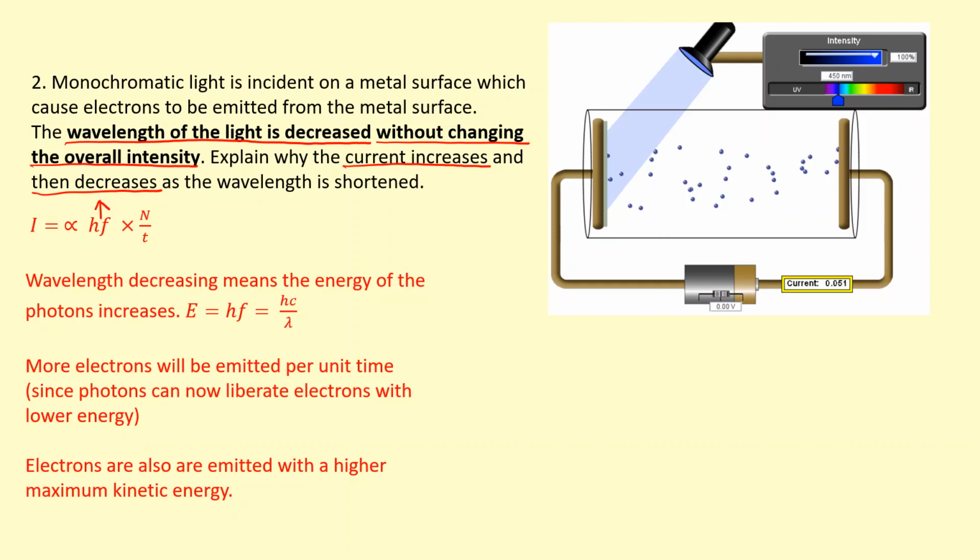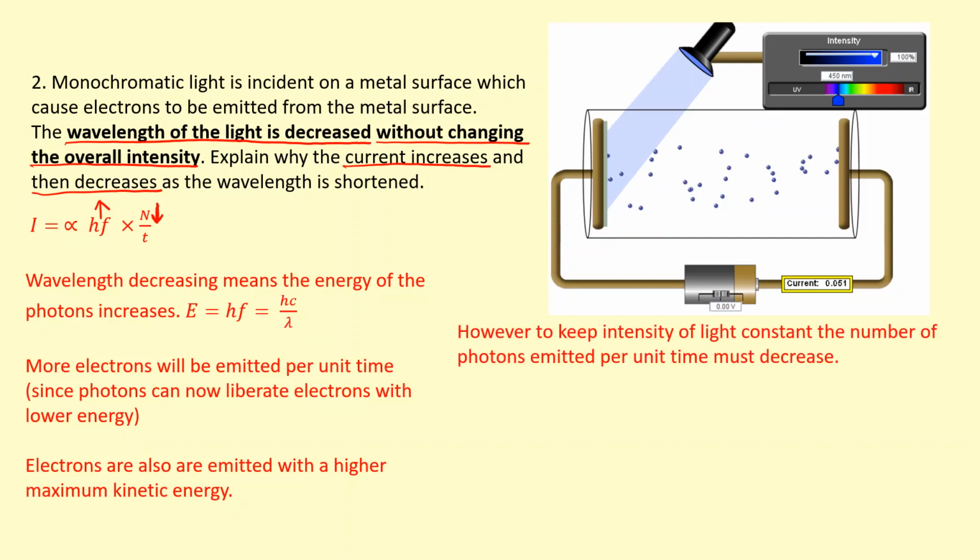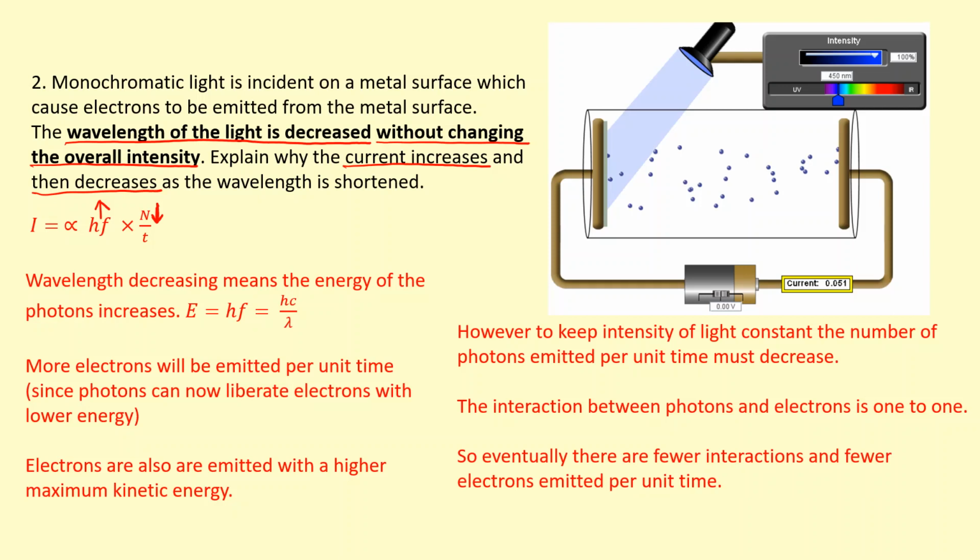However, coming back to this part where we're keeping intensity the same, how do we keep the intensity constant here? The only way to do that is you have to decrease the number of photons per unit time. So as each photon's energy goes up, we decrease the number of photons per unit time to keep intensity constant. But because the interaction between the electrons and the photons is one-to-one, as we decrease the number of photons per unit time, there are going to be fewer and fewer electrons being emitted because there are fewer and fewer photons to be absorbed. So that's going to cause the current to start decreasing, and that effect becomes more dominant later on.